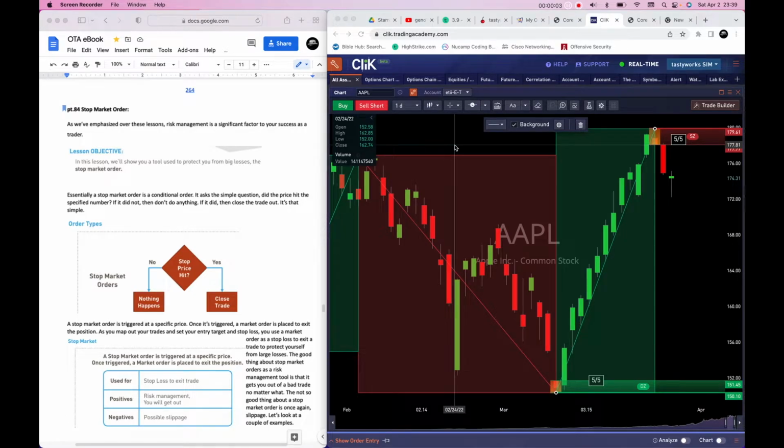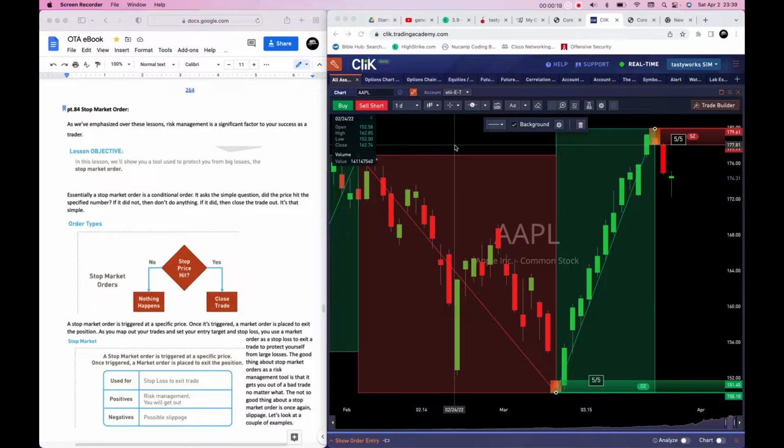As we've emphasized over these lessons, risk management is a significant factor to your success as a trader. In this lesson, we'll show you a tool used to protect you from big losses, the stop market order.